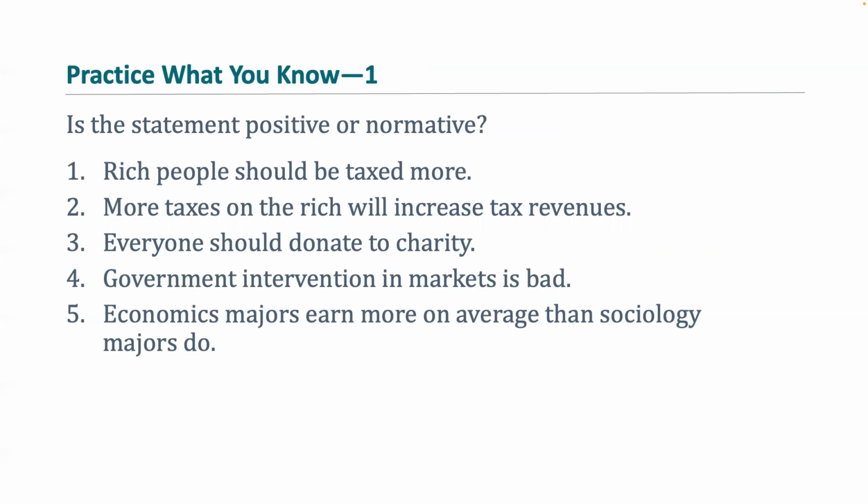Now, statement 5 says that economics majors earn more on average than sociology majors do. In this case, this is a positive statement because we can look at the salaries of graduates to figure out if this is true or false. And in this case, it is true. As you move forward in this chapter, make sure that you understand the difference in positive and normative statements because it is something that will come up a little bit later on in this chapter and in your economics classes as a whole.